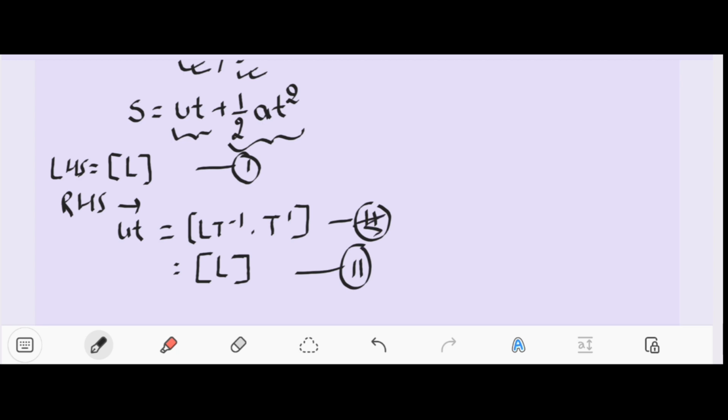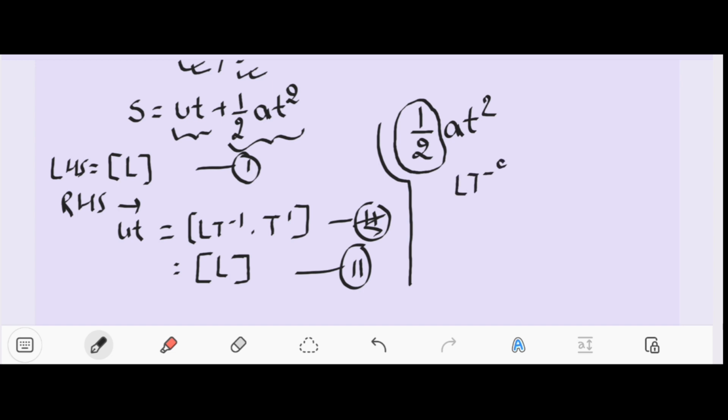Now let's see the second part, that is half at square. Here is the first limitation, that we don't have any dimensional analysis for constants. The dimensional formula for acceleration a is LT to the power minus 2, multiplied by this t square, that is T to the power plus 2. Now this plus 2 and minus 2 get cancelled, therefore we have only L left over here. This is equation 3. Now S is equal to L.